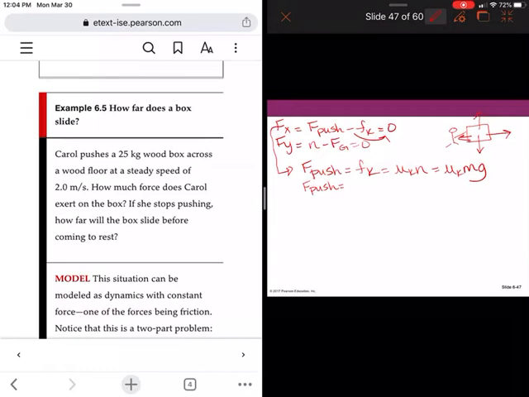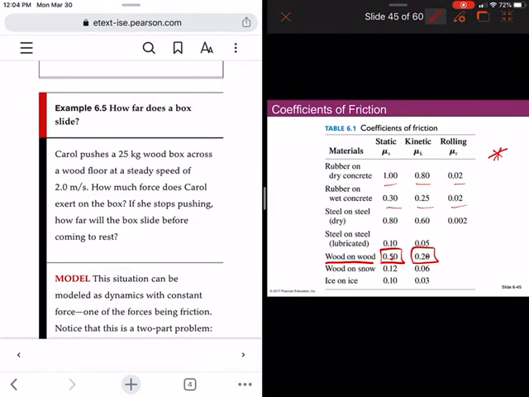Hold on a second. Izzy, stop it. Sorry, I have a puppy and she's playing with her toy.